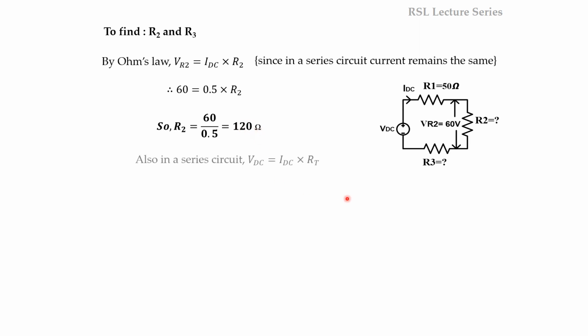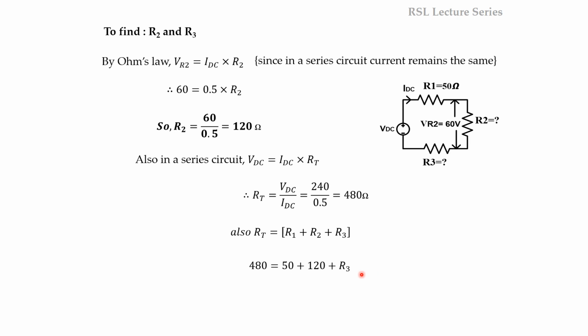Okay, so now we'll find out the total resistance RT by applying the same Ohm's law. By Ohm's law, VDC is equal to IDC into RT. Total voltage is equal to total current into total resistance. RT is equal to VDC by IDC, 240 by 0.5, that is equal to 480 ohms. So now in a series circuit, RT is equal to R1 plus R2 plus R3. So we'll substitute all the values. RT is equal to 480, R1 50, R2 120.